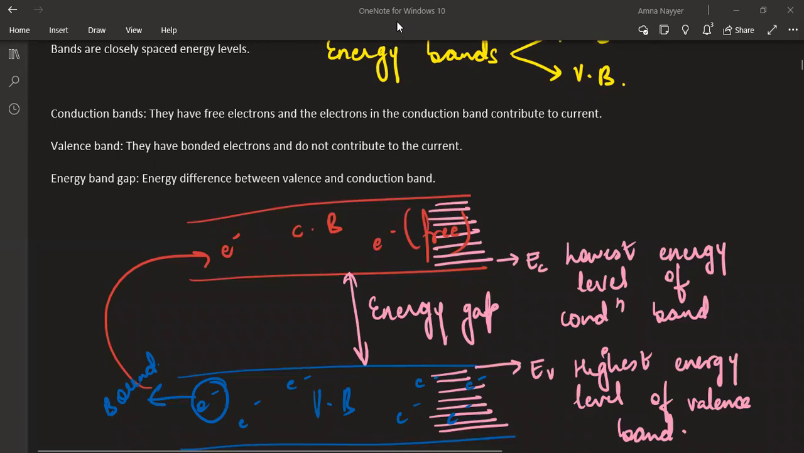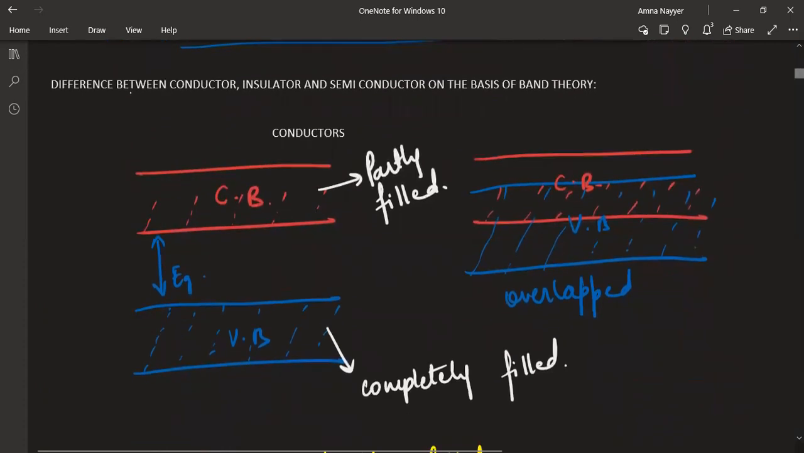Anyway, if you're not able to understand, please stop me right there. Ask me in the chat also, or you can unmute yourself and ask. Now see how to differentiate it. Firstly, let's talk about conductors.